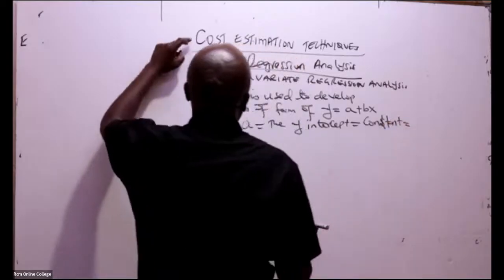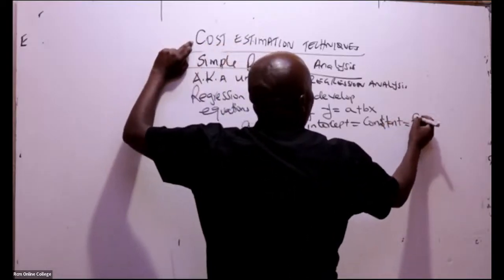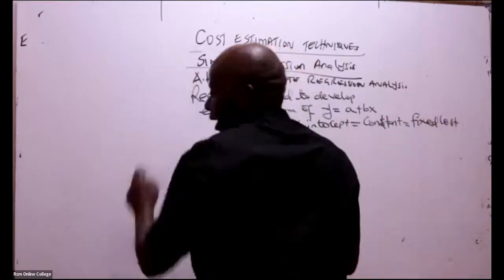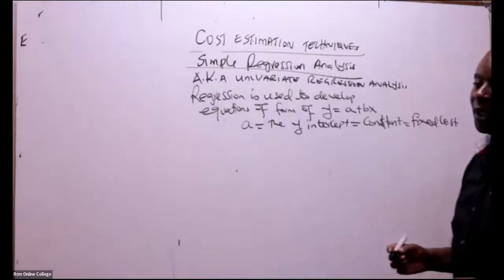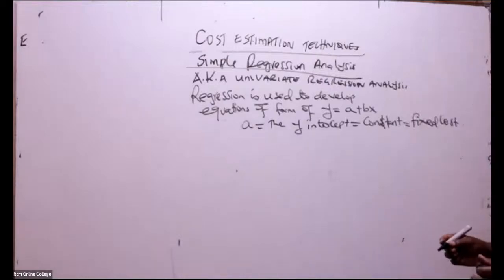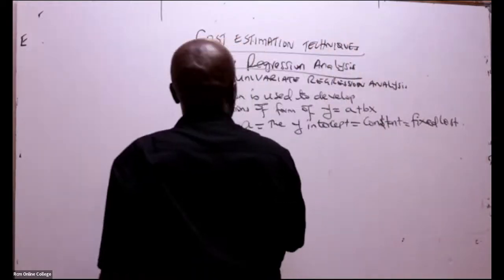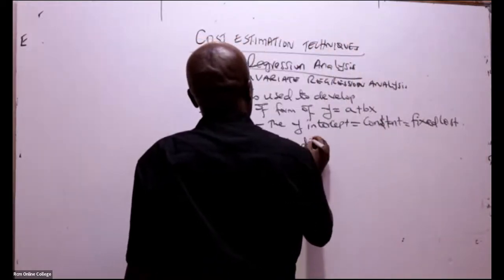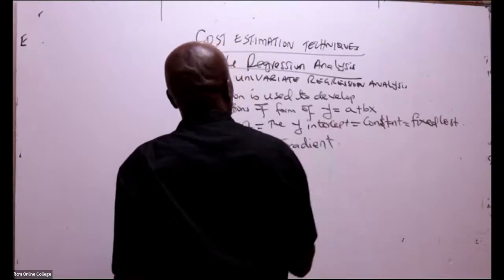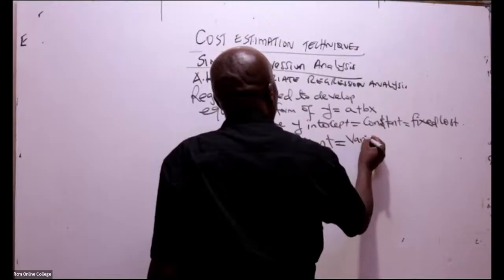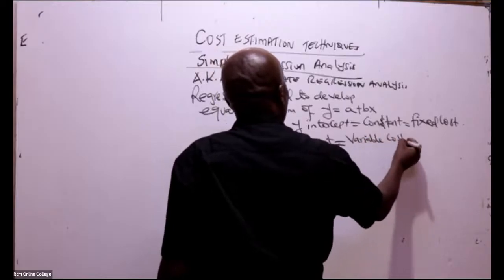In terms of cost estimation, this will be fixed cost. That is A. All right. And then we have B, which is the gradient. So gradient will be our variable cost per unit.